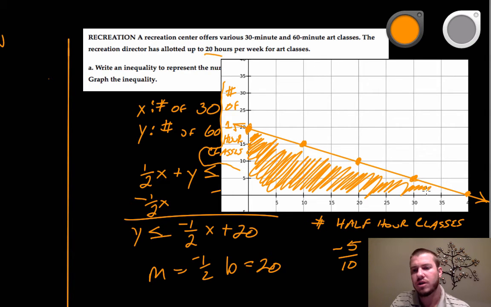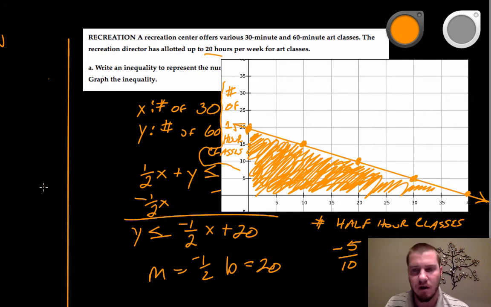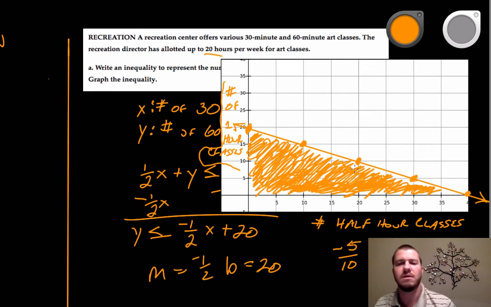Now the reason I'm not shading past the x-axis is because of the real-world aspect of it. I can't have negative hours. This is referring to the number of hour classes, so I can't have a negative number of half-hour classes. It's just that real-world aspect that comes into play. So it's just shaded above the axis and below that line.